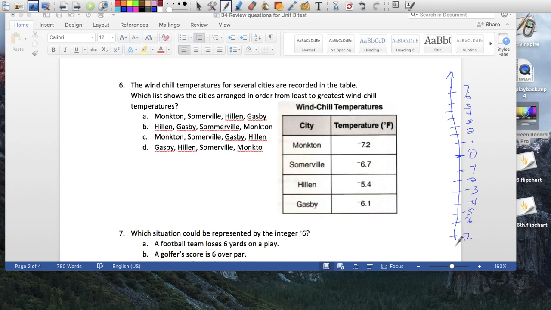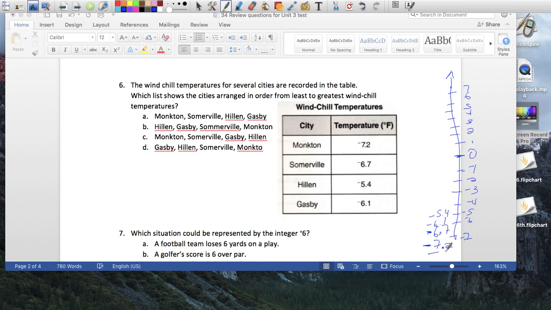By the way, these are all negatives. Start counting, or if you don't want to count, you can try to approximate your location. With negative numbers, the bigger the number, the further away you are from 0. So the furthest number out of these 4 points would be negative 7.2, which would be about here. The second furthest from 0 would be negative 6.7, somewhere around there. And then negative 6.1, and negative 5.4. So you can tell in order, the further away from 0 you are, the colder it is.